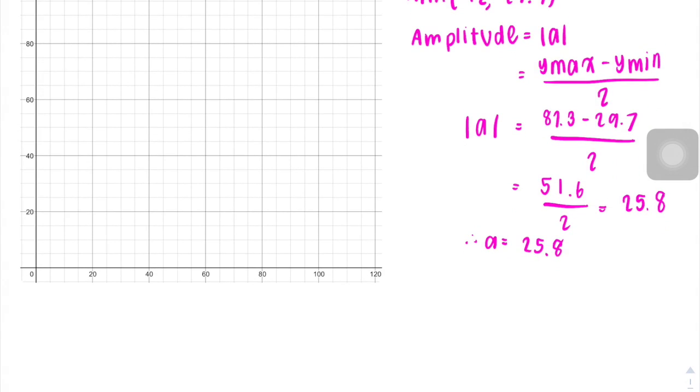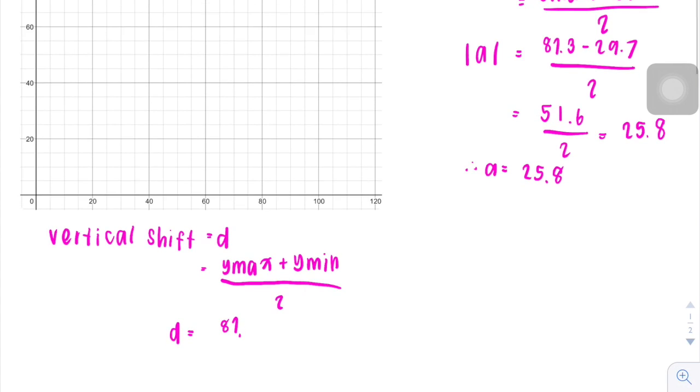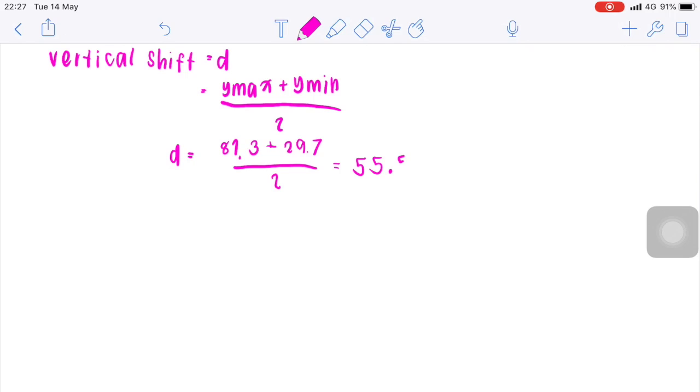The next method is to use the vertical shift to identify the d value, in which the vertical shift is equivalent to the d value. We can find the vertical shift by the formula y max plus y min divided by 2. Similar to the solving method of the a value, we can solve the d value by plugging the maximum and minimum values into the formula. And the final value for d is 55.5.